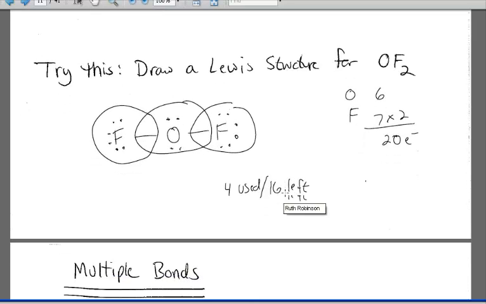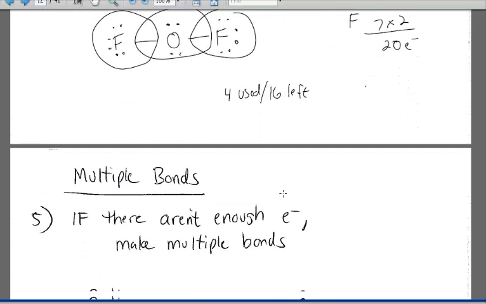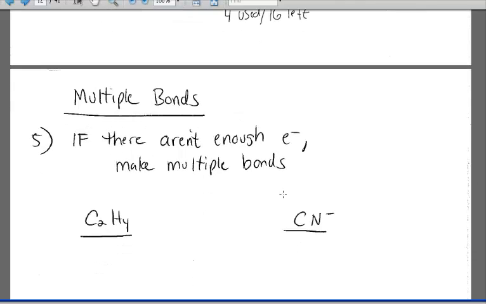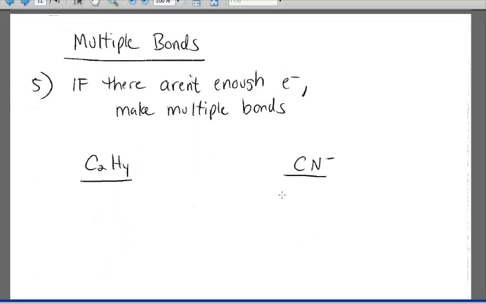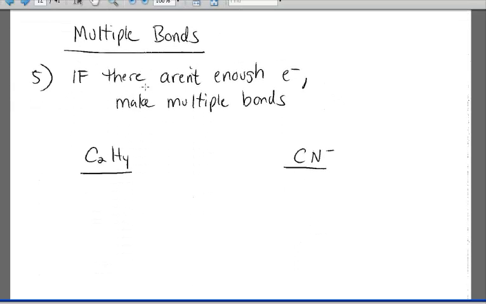Okay, we did 4 rules. Now I'm going to add a 5th rule that might come up sometimes, and that is if you get to rule 4 and there aren't enough electrons to make octets, then you have to draw multiple bonds. All right, let's do some examples of that.